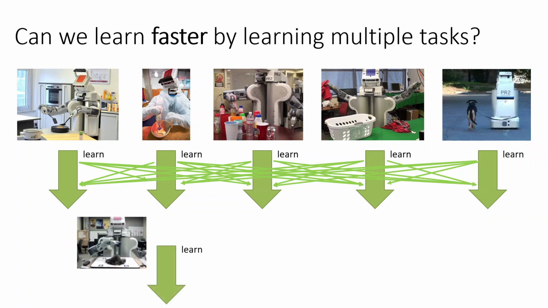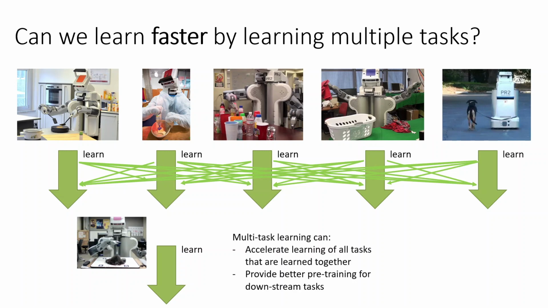And furthermore, if you learn multiple different tasks and then you are provided with a new task at test time, it seems more likely that you will have something to transfer to that target task if you have more source tasks. Kind of a similar intuition as the randomization. If you have a greater variety of training situations, then it's more likely that the test situation will look somewhat familiar to you. So multitask learning can accelerate learning of all the tasks that are learned together, and it can provide better pre-training for downstream tasks.